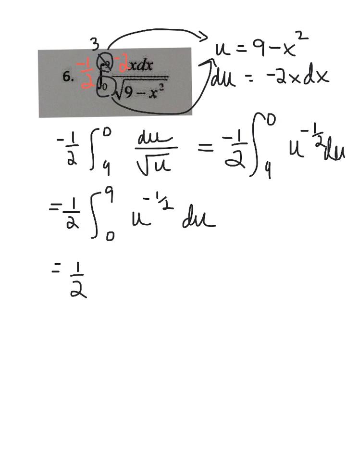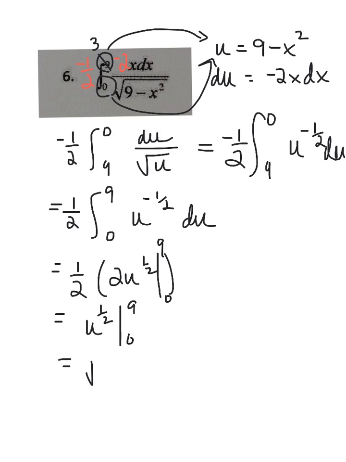Okay, so that's going to be 2u to the 1/2. We don't need a plus c. Oops, and let's not forget my bounds here from 0 to 9. I'm going to bring that 2 on the outside, so 2 times 1/2 just cancels out. So I just have u to the 1/2, and we're evaluating that from 0 to 9. Now remember what the 1/2 power means. That really just means the square root of 9 minus the square root of 0, which is 3.